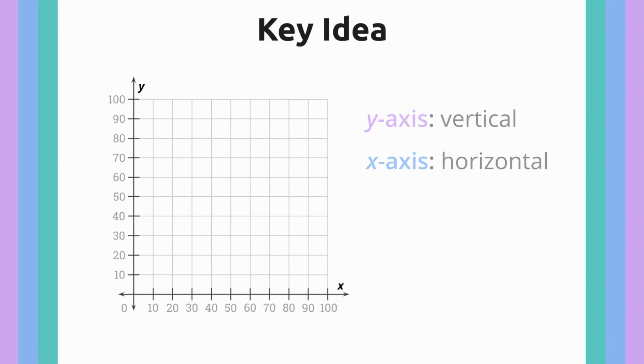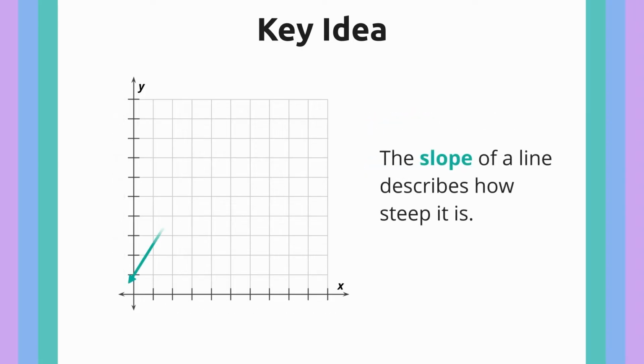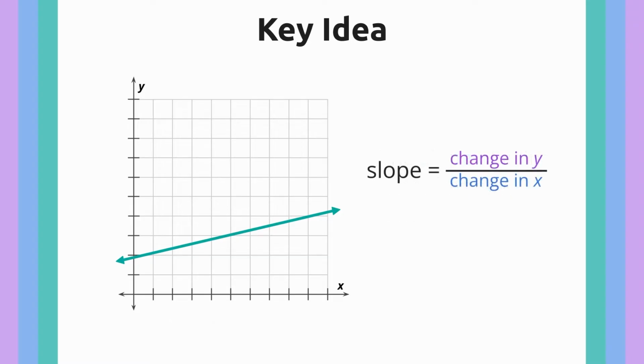The slope of a line describes how steep it is. For example, this line is very steep, so it has a larger slope. But this line is flatter or less steep, so it has a smaller slope. To calculate the slope of a line, we find the change in the y-coordinates, often referred to as the rise, and divide that by the change in the x-coordinates, often referred to as the run.